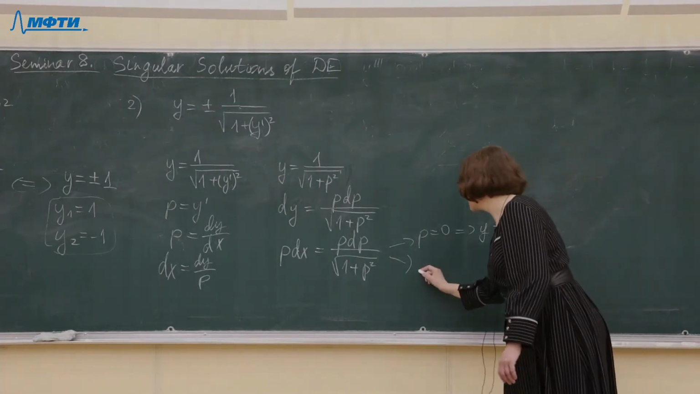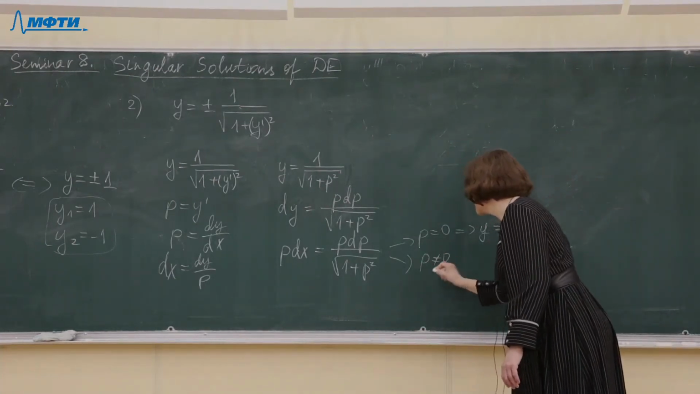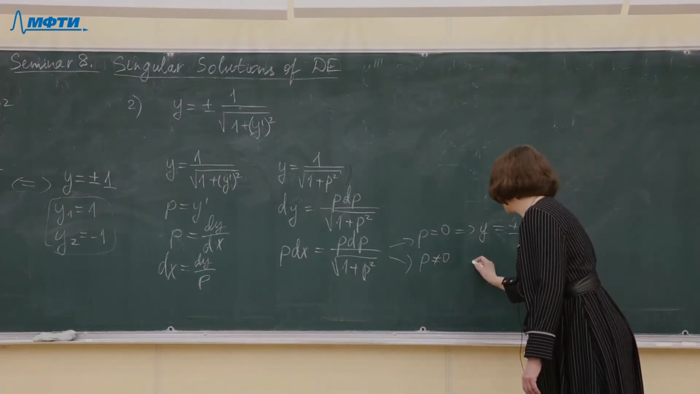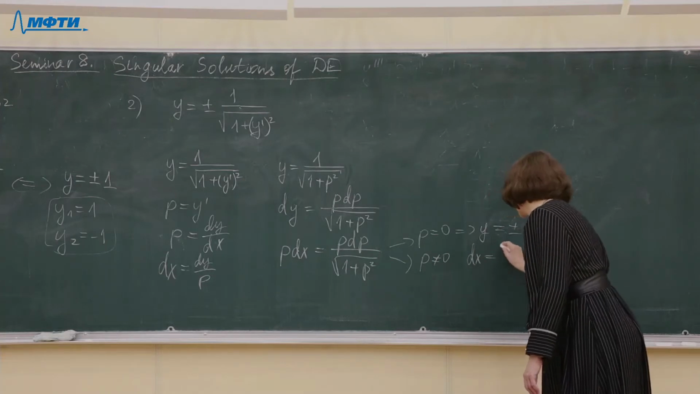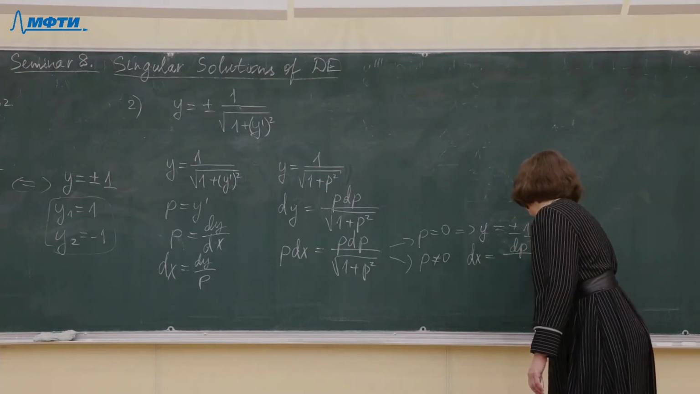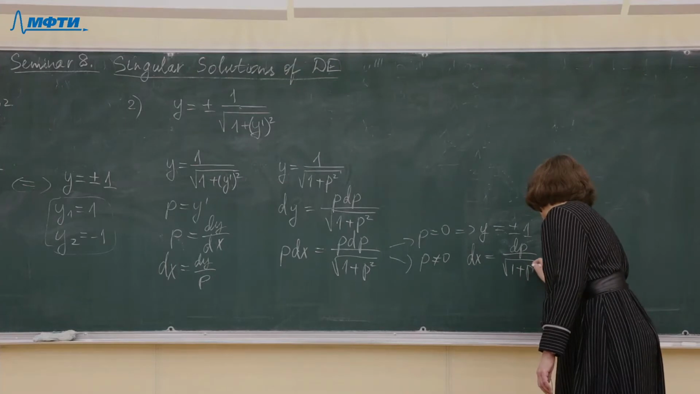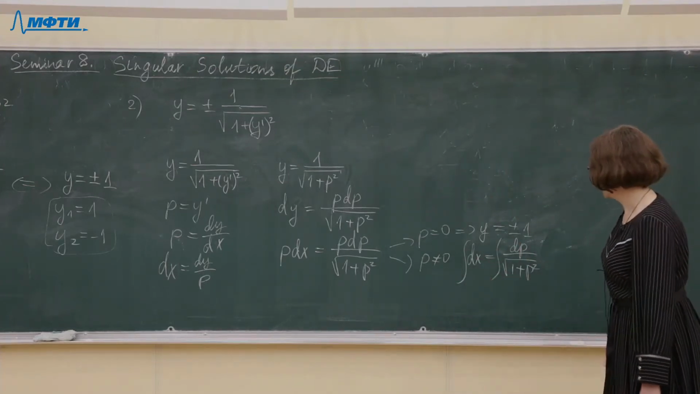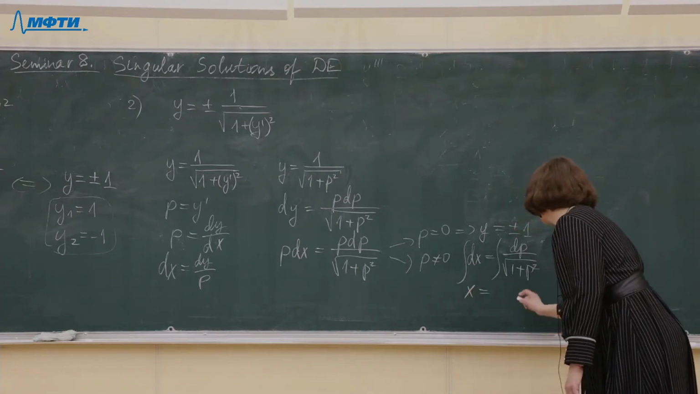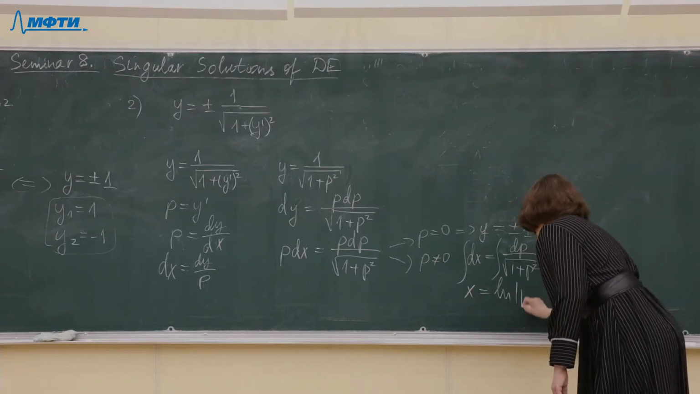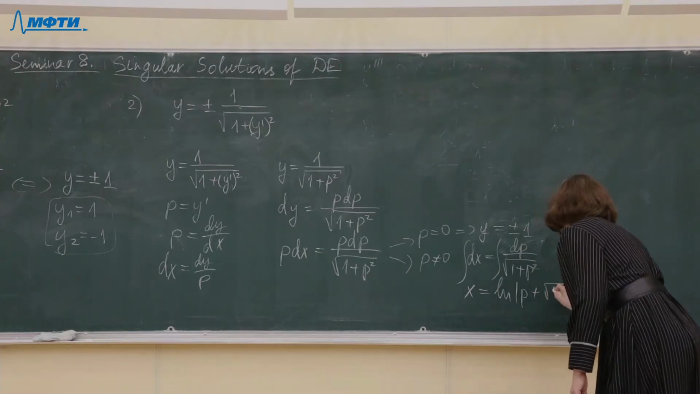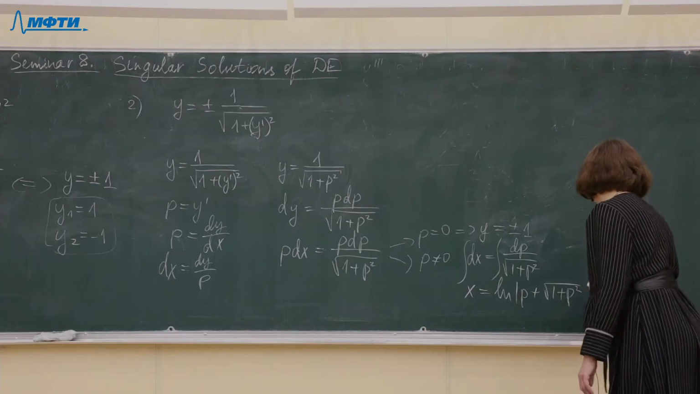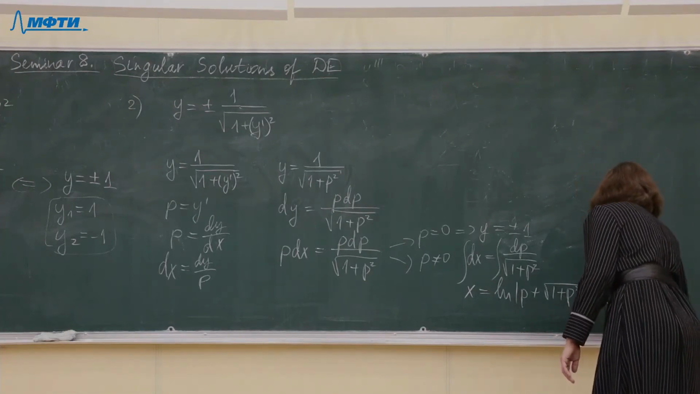And if p is not 0, then we can divide by p and integrate both parts. And we have dx equals dp over root 1 plus p squared. Integrating this, we get the answer x equals ln of p plus root 1 plus p squared, plus c.